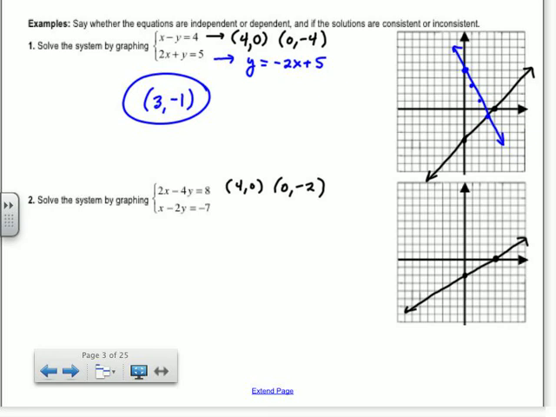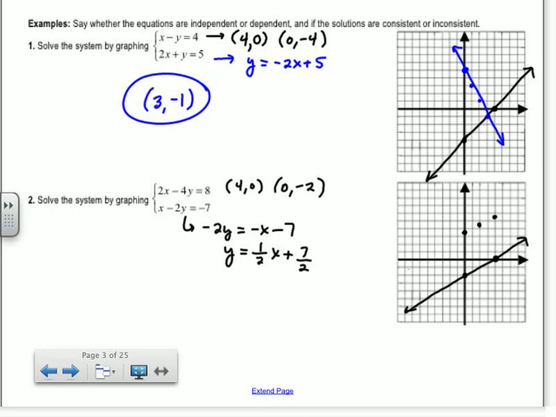On this one, if I solve for y, I get negative 2y equals negative x minus 7. So y equals, if I divide by negative 2 everywhere, it's 1/2 x plus 3.5, or 7 over 2. So go up to 3.5, which is kind of hard to graph, and go up 1, right 2. So you're always between the grid marks. Up 1, right 2. Okay? And then draw your line.